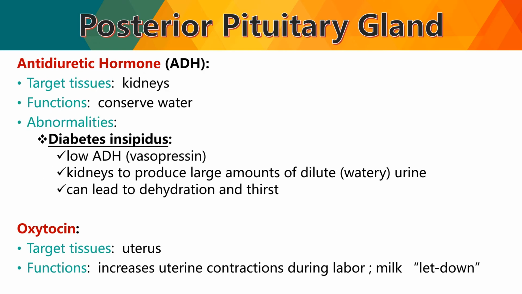So next, you have your posterior pituitary gland. So here you have the antidiuretic hormone. So the target tissues are your kidneys. Their function is to conserve water. Okay, so abnormalities that you could actually experience with this one is the diabetes insipidus. So it just means that you have low antidiuretic hormone or the form of vasopressin. So kidneys produce large amounts of dilute urine and can lead to dehydration and thirst.